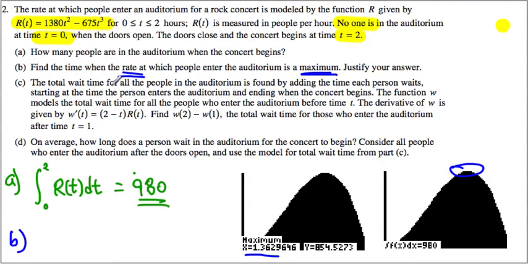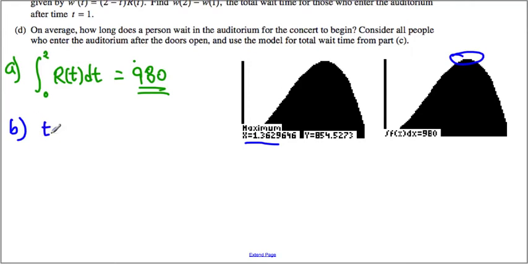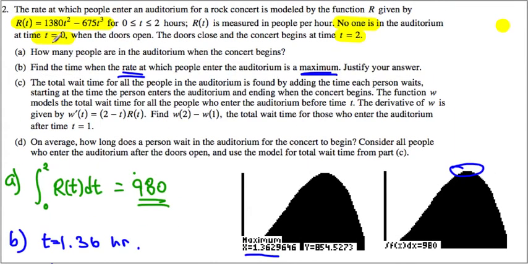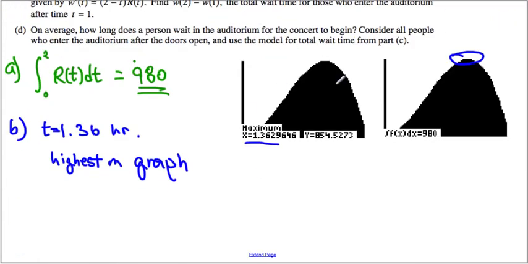Now, find the time. In this case, t equals 1.36. Our justification will be that it is the highest on the graph, and you can sketch this graph. Another way to do it is to consider the derivative of R of t, where R of t goes from positive to negative. But in this case, since it's a calculator question, given the sketch, that would be a good enough justification.